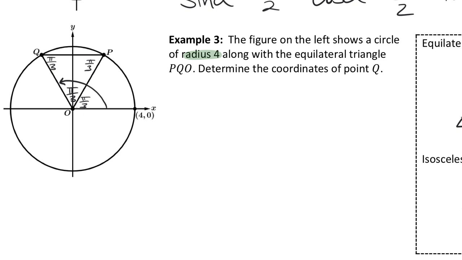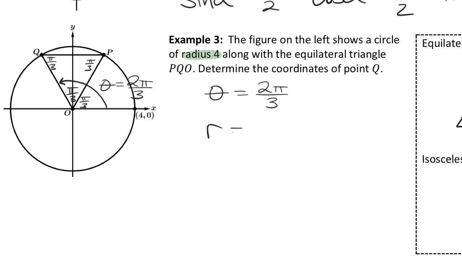2 pi over 3, because we went pi over 3 to reach this line, and pi over 3 again to reach the Q line. So my angle that we're using here is going to be 2 pi over 3. That's theta. All right, so here are the things we know. We're just going to list them out so this is helpful later. We know that theta, my angle that goes to point Q, is 2 pi over 3.